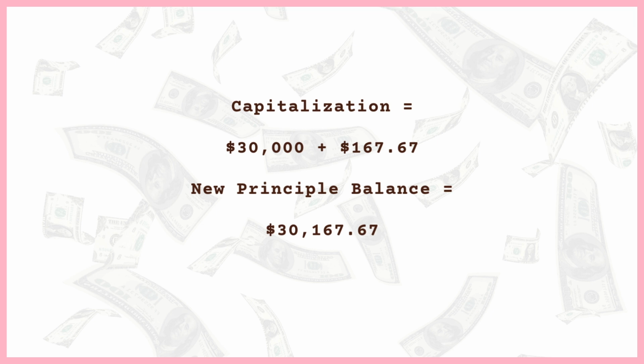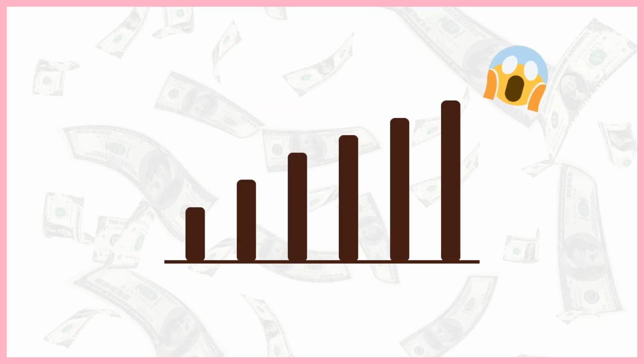So that would mean that this interest amount of $167.67 would be added to the original balance of $30,000. And my new principal balance would become $30,167.67. And I would now be accumulating interest on this new principal balance. Very scary stuff, if I do say so myself, and this is how we get ourselves into a lot of trouble by not understanding the student loan interest calculations and capitalization.